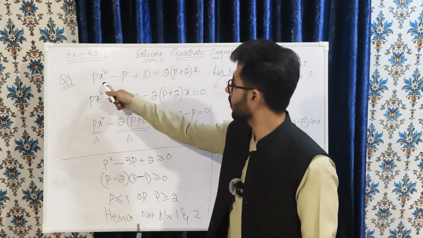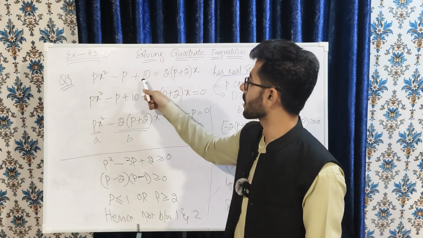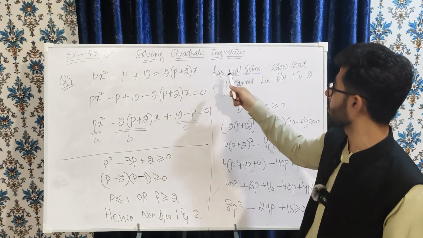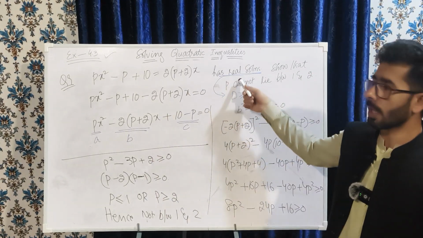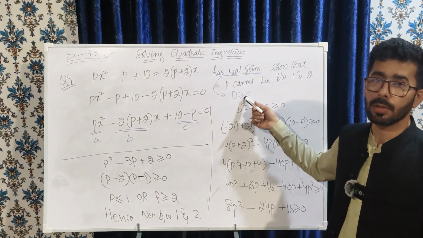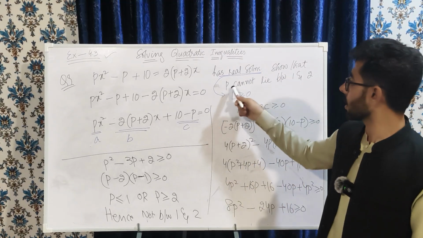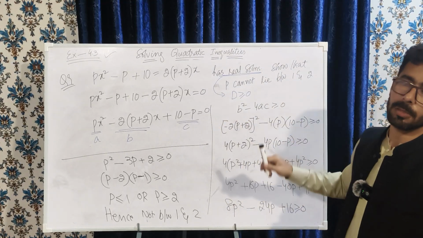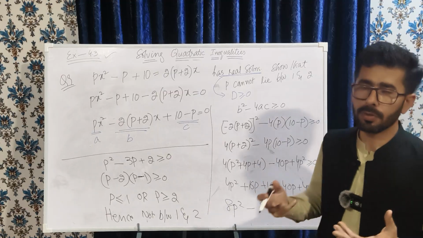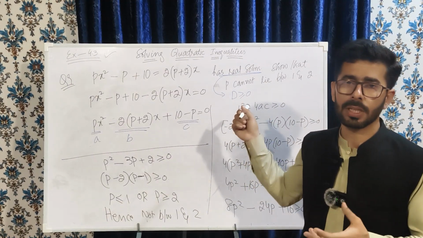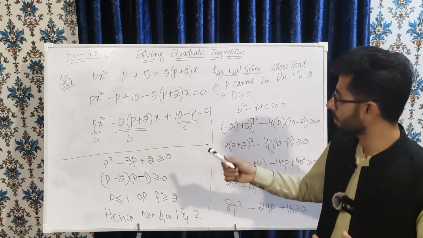Question number 9, we are given that px square minus p plus 10 equals 2 times p plus 2 times x has real solutions. That means its discriminant should be bigger than or equal to 0. But they are asking us to show that p cannot have a value between 1 and 2. So now we don't have to find the value of p. We need to show the statement that they have claimed for us.